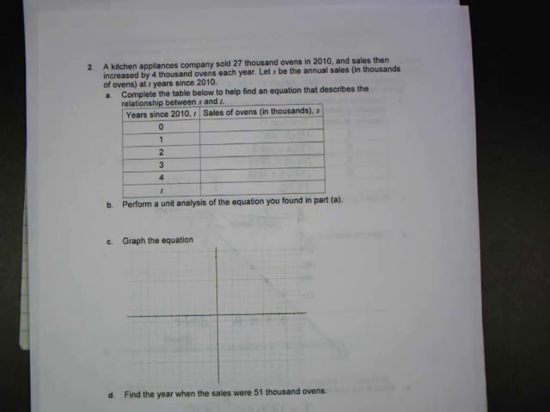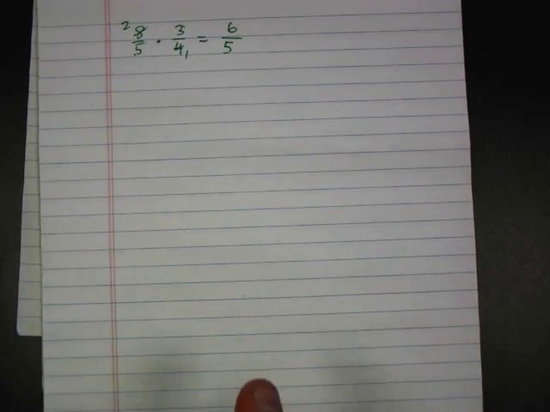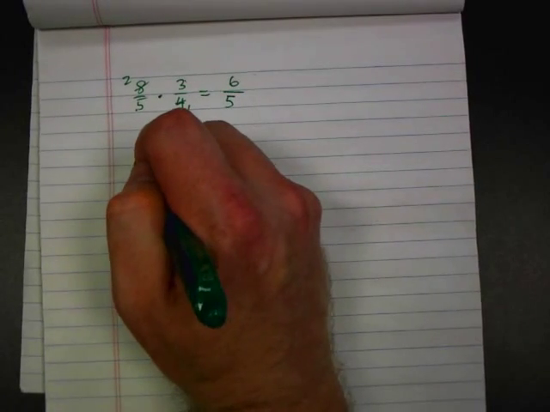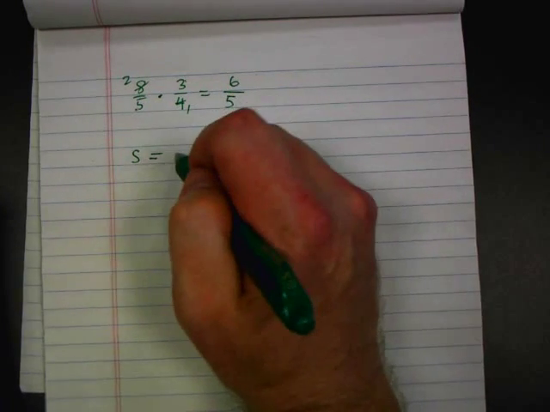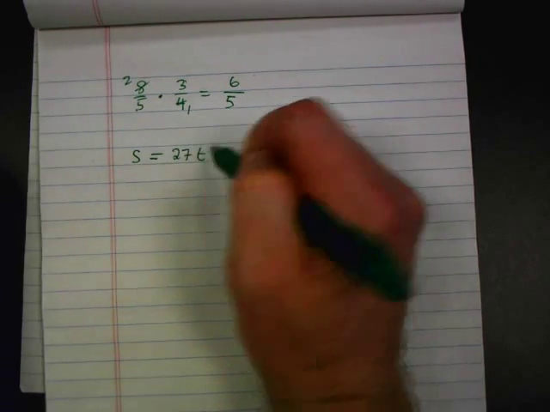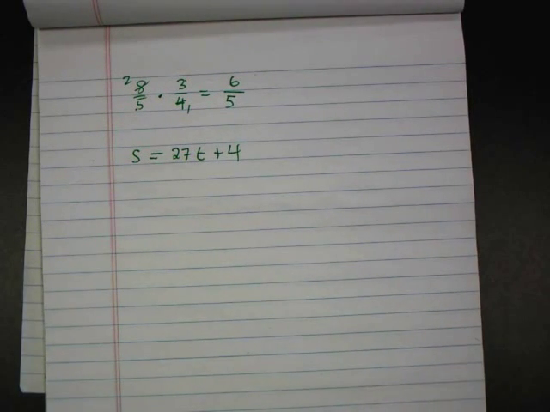Alright, I'm going to skip building the table for just a minute, and I'm just going to make a guess at what the equation should be. I'm not going to write it on here because my guess is going to be wrong. I'm promising you right now this is going to be wrong. I'm going to guess S is 27T plus 4. So I just took the two letters they gave me, S and T, and the two numbers, 27 and 4, and guessed at how they should fall in and make my equation.